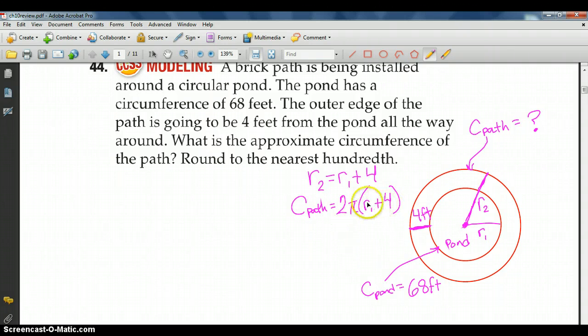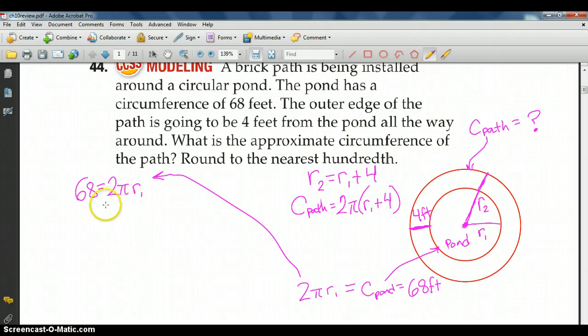Alright, so I guess we need to figure out what radius 1 is. Now, how are we going to do that? We know the circumference of the pond, which is 68, is equal to, how do we figure circumference? We take 2 times pi times radius, where radius we're calling radius 1. So 2 pi radius 1. So we can set up our equation and solve for radius 1. The circumference, which is 68, is equal to 2 times pi times the radius. Solve this for radius 1 by dividing both sides by 2 pi.